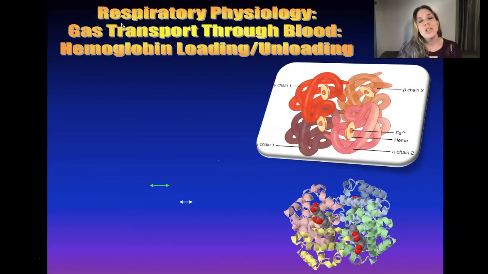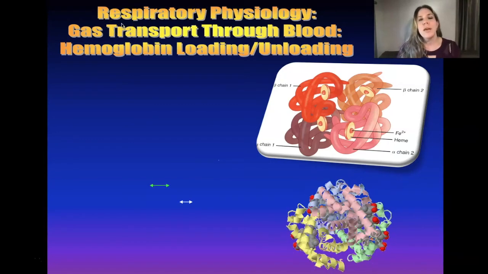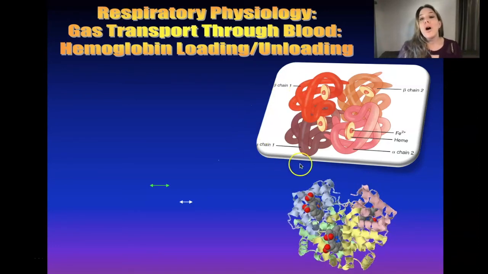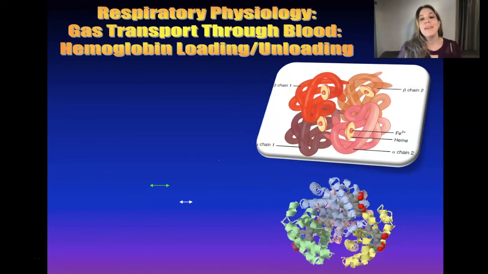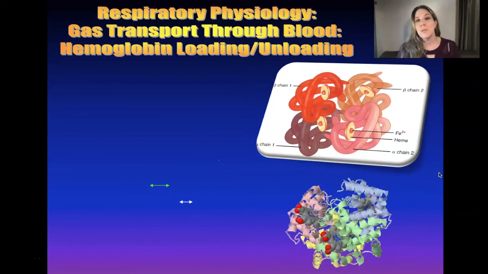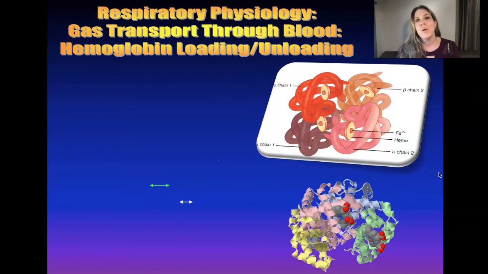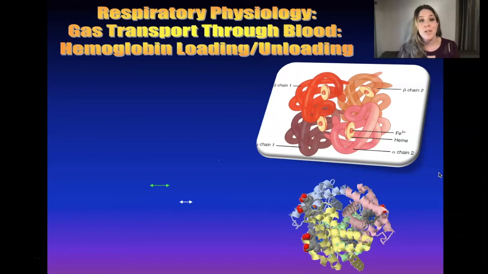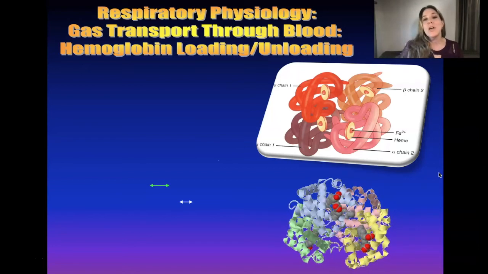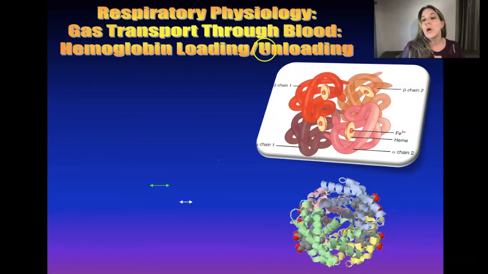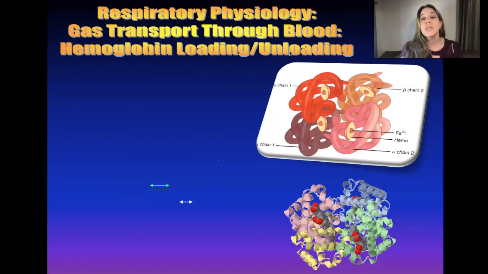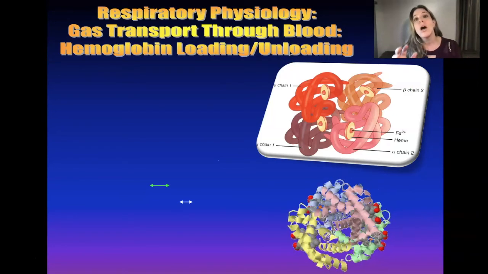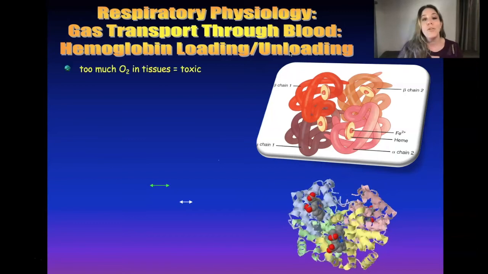Now let's talk about gas transport through blood. How do we actually get gases moving through the blood? Well, you might recall this protein, hemoglobin. Hemoglobin is the principal protein that's going to allow oxygen and carbon dioxide to travel through the blood. So let's talk about something called hemoglobin loading and unloading. In other words, how are we going to get oxygen onto hemoglobin and off of hemoglobin?